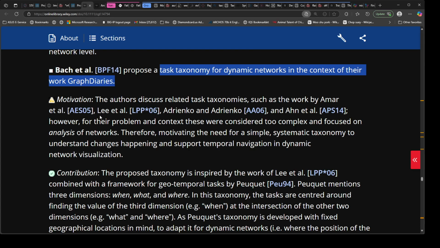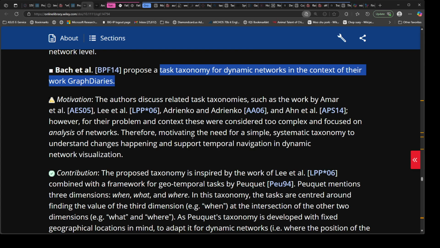Image motivation. The authors discuss related task taxonomies, such as the work by Amar et al. [ICE 05], Lee et al. [LPP 06], Andrienko and Andrienko [AA 06], and Ohm et al. [APS 14]. However, for their problem and context, these were considered too complex and focused on analysis of networks. Therefore, motivating the need for a simple, systematic taxonomy to understand changes happening and support temporal navigation in dynamic network visualization.